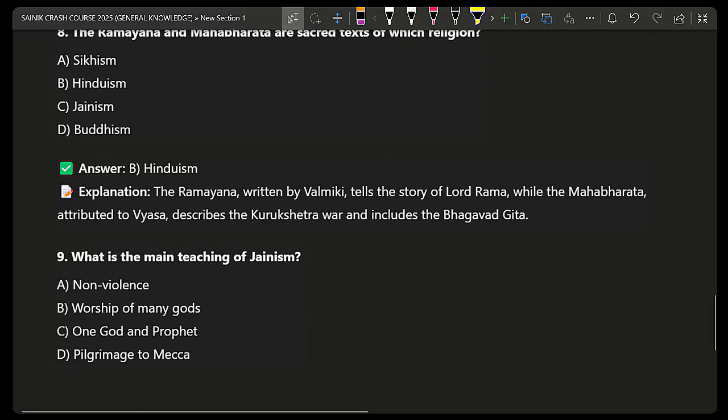Time up. One student said pilgrimage to Mecca, wrong answer. Three students said one god and prophet, wrong answer. Four students said worship of many gods, wrong answer. And 11 students gave the correct answer, that is non-violence.